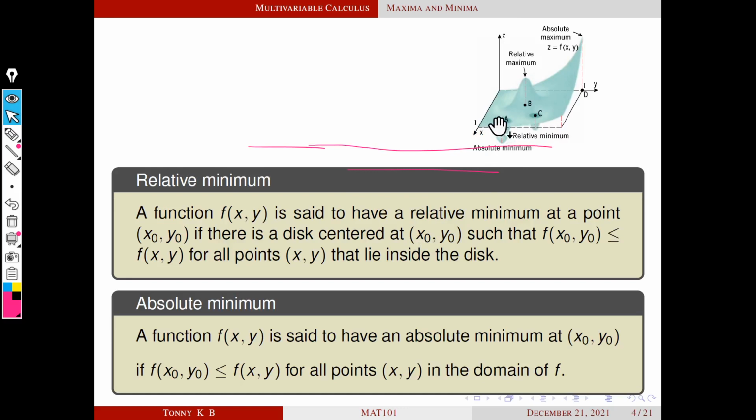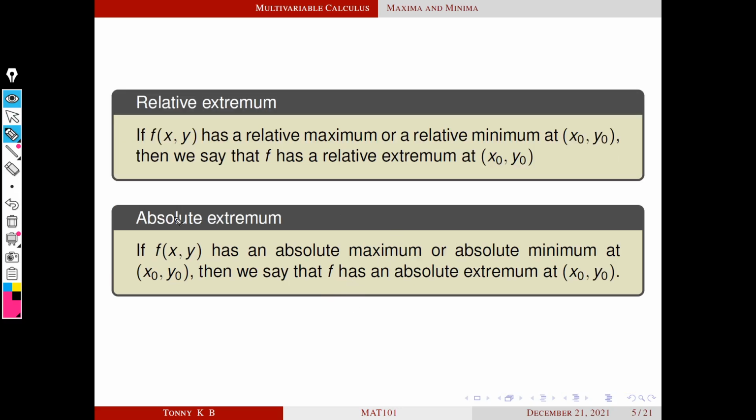So in this example, A, B, C all are relative extremum because A and C have a relative minimum, and at B there is a relative maximum. So such points are called relative extremum. Similarly, we can define absolute extremum. If a function of x, y has an absolute maximum or absolute minimum at a point, then we can say that f has absolute extremum at that point.